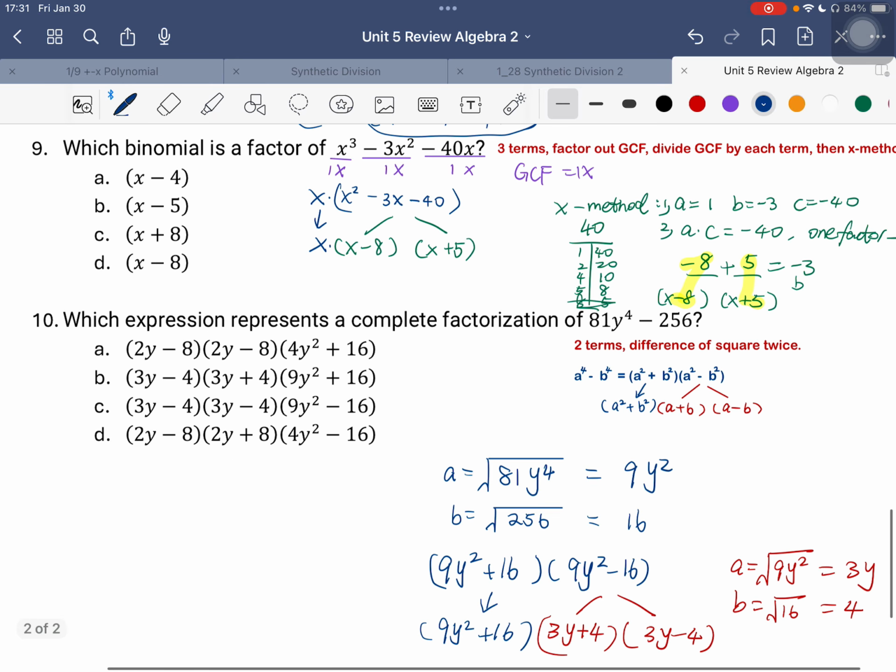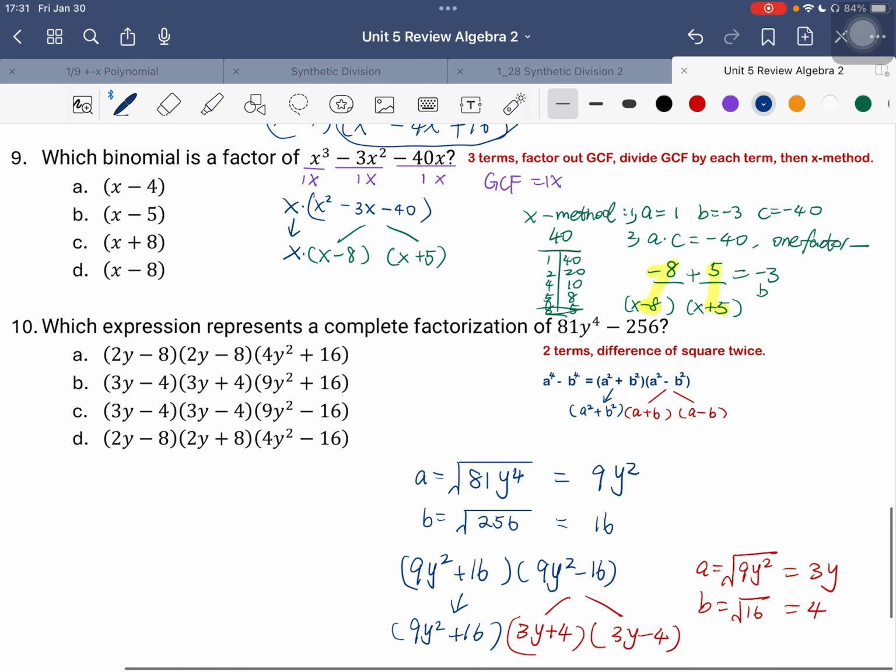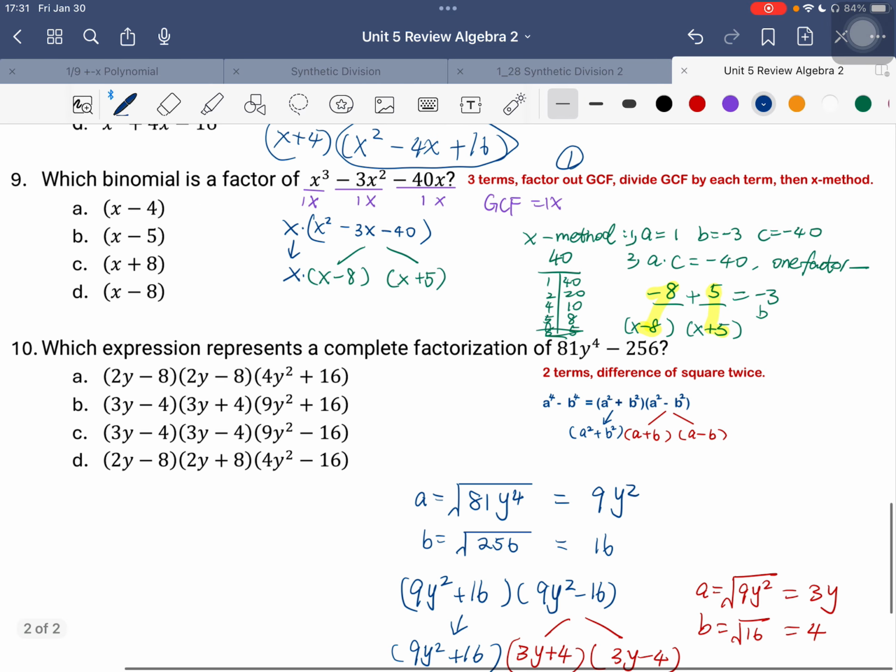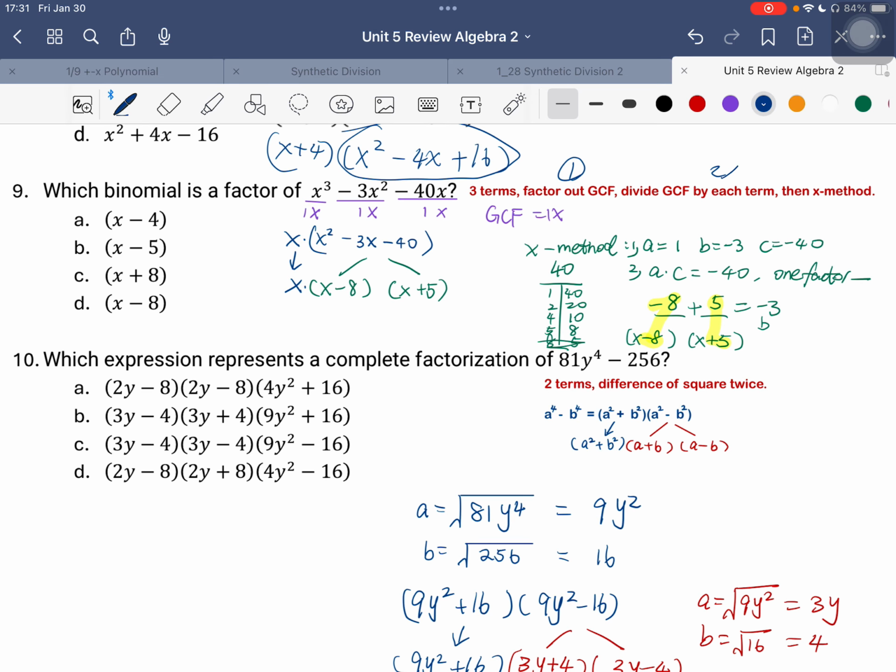And question 9. Okay, you see it's 3 terms. You need to factor out the GCF as your first step, then divide the GCF from each term as your second step, and then the X method as the third step. It's asking which binomial is a factor, so it's asking for part of your answer, one parenthesis of your answer. Let's do this together.